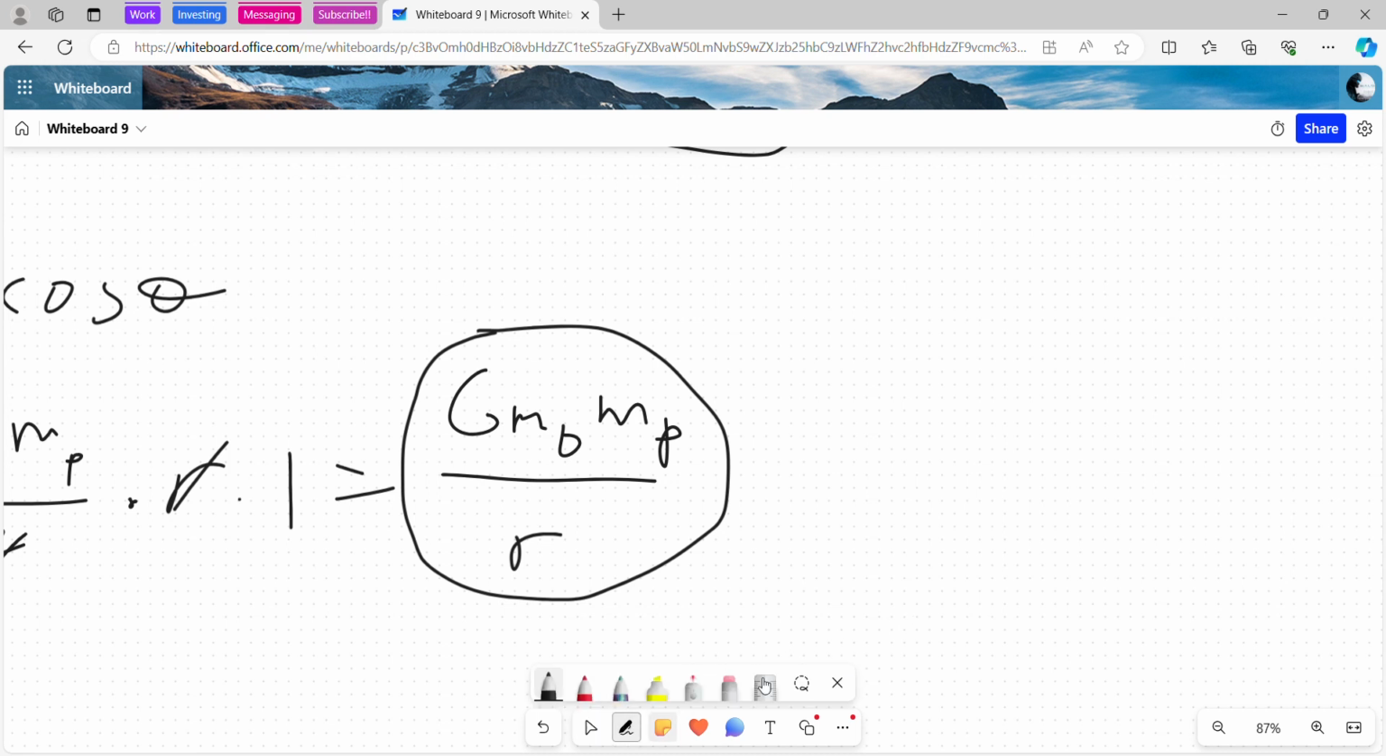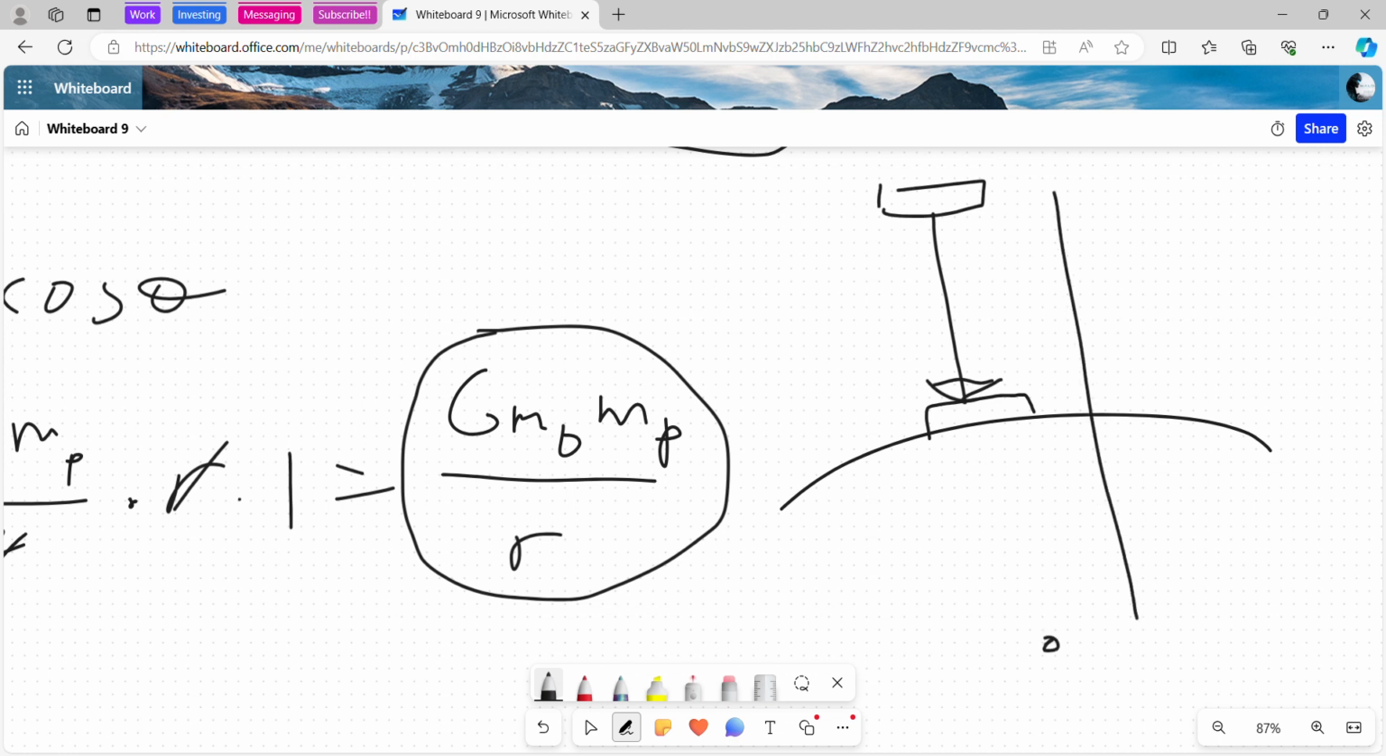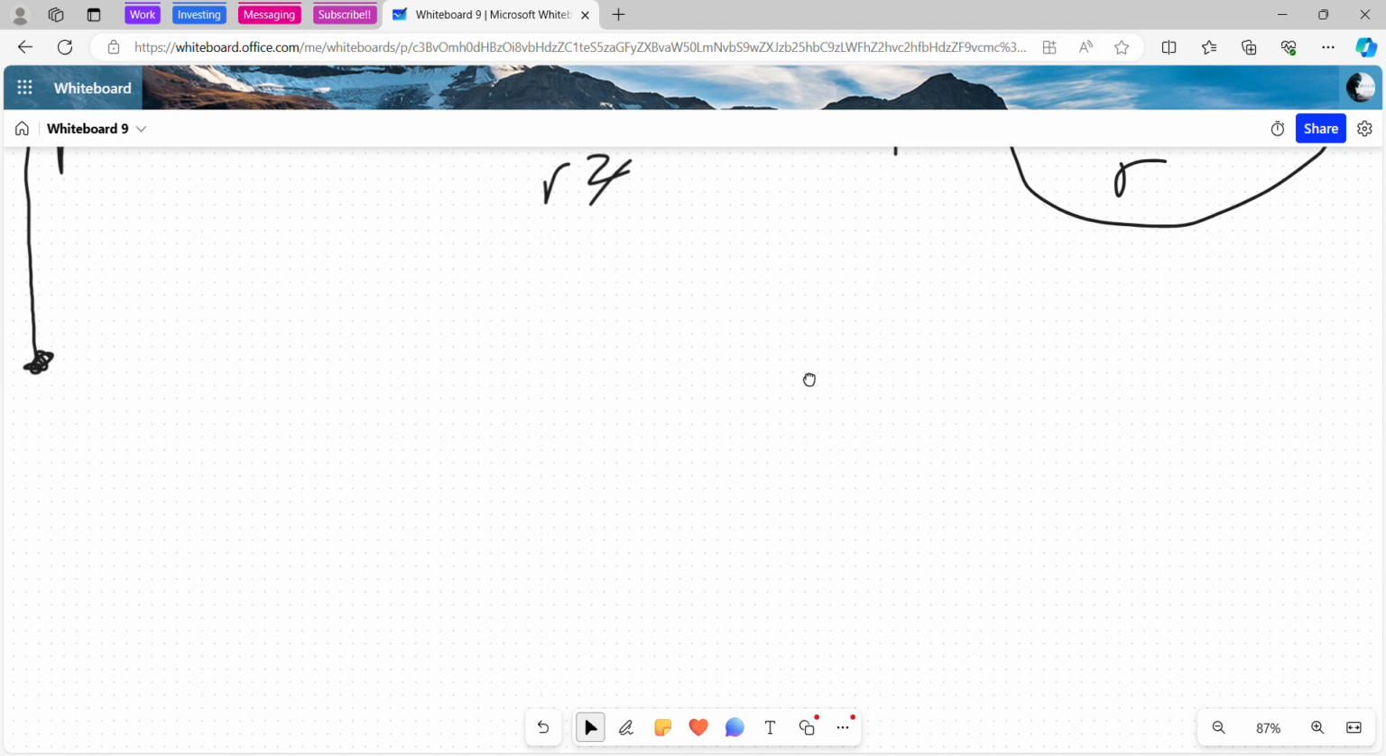All right, so now let's say I have the object up here, and it falls down to here. So it starts at a distance of, let's say, r1, and it ends at a distance, this distance, r2. How am I supposed to figure out the change in potential energy? So we know that the change of basically anything is just the final state minus the initial state.